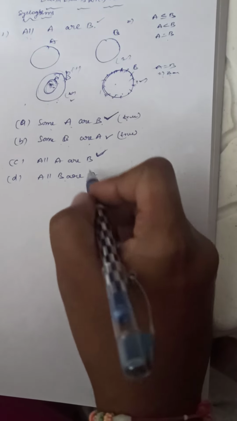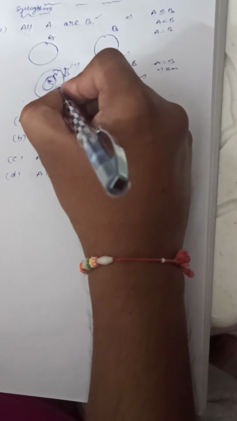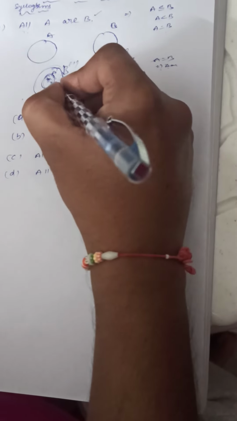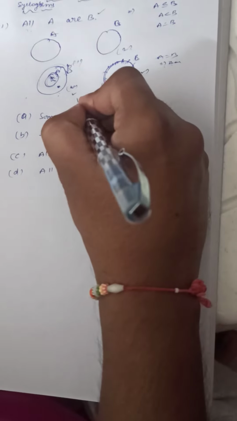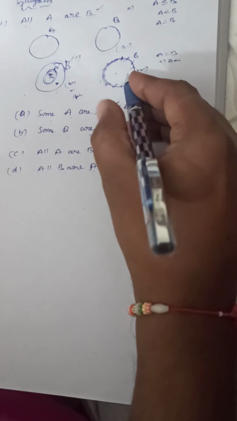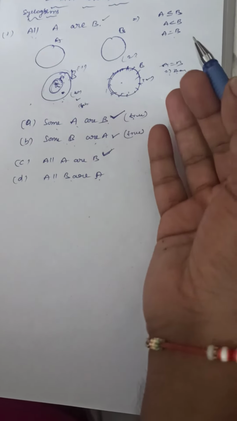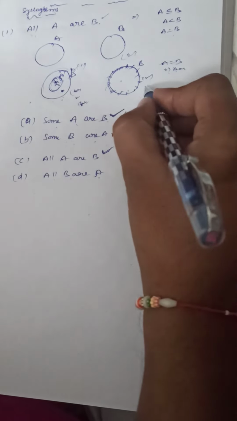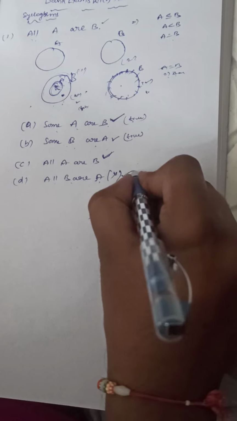And all B's are A. For this, it is not true, because here we can see this does not belong to A. So we can say that all B's are not A. This is false. For this, A is equal to B means B is equal to A, so we can say all B's are A. For this it is true, but for the other possibility it is false. So it is false.